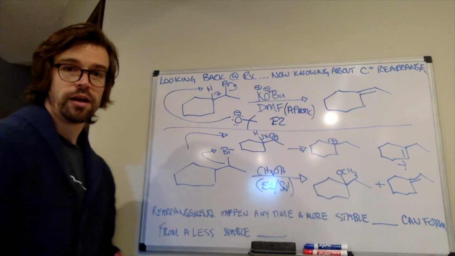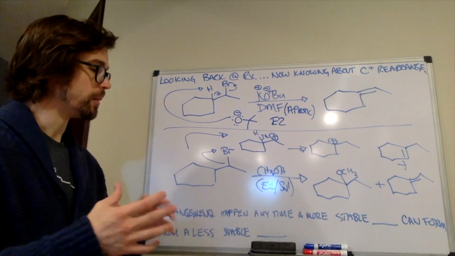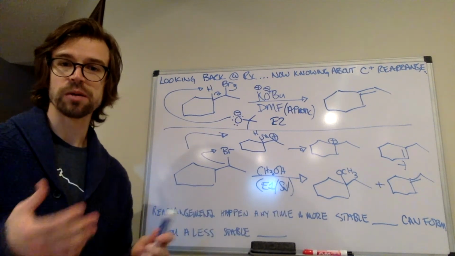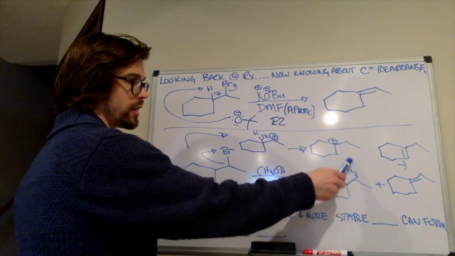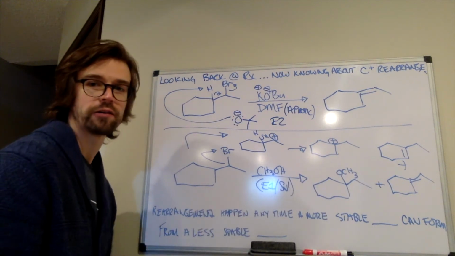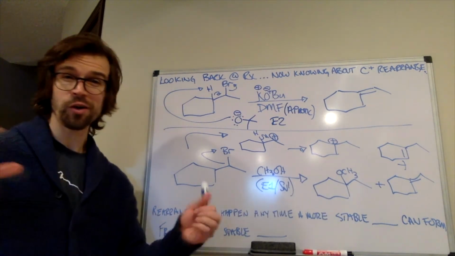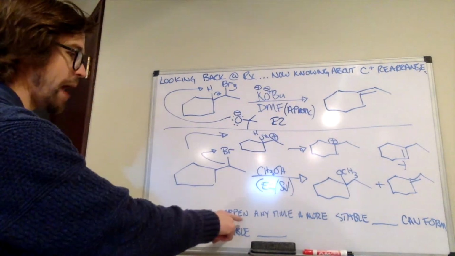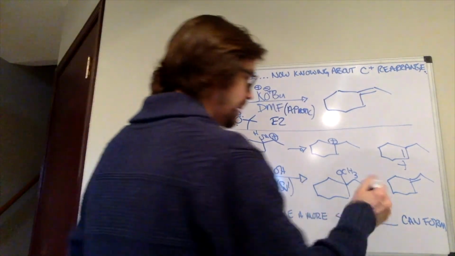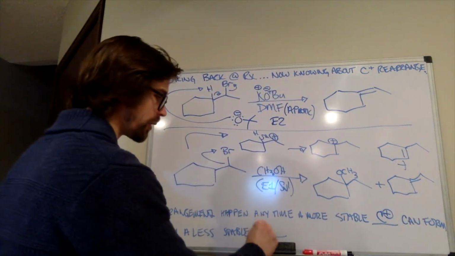So knowing about these carbocation rearrangements changes our product distribution a little bit. We would have expected to have the OCH3 there if we didn't know about carbocation rearrangements, but this isn't a whole new concept, right? What we have to always focus on is rearrangements happen anytime a more stable carbocation can form from a less stable carbocation.